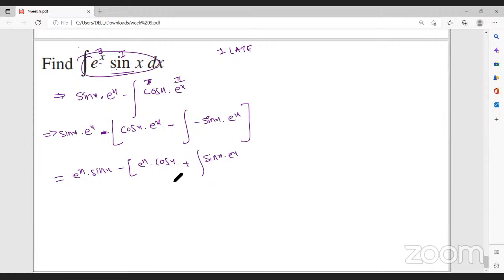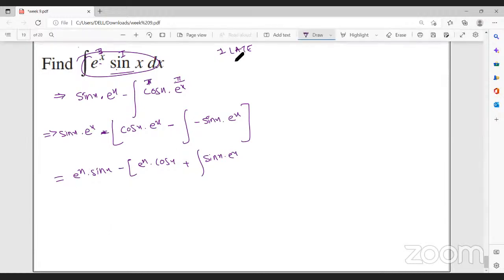If we keep doing this, we'll get the same integral again and again, right? If we again apply integration by parts here, we'll get the same thing again. Yeah, it's just like a loop. Every time we'll get the same thing again. So what do we have to do in this case?